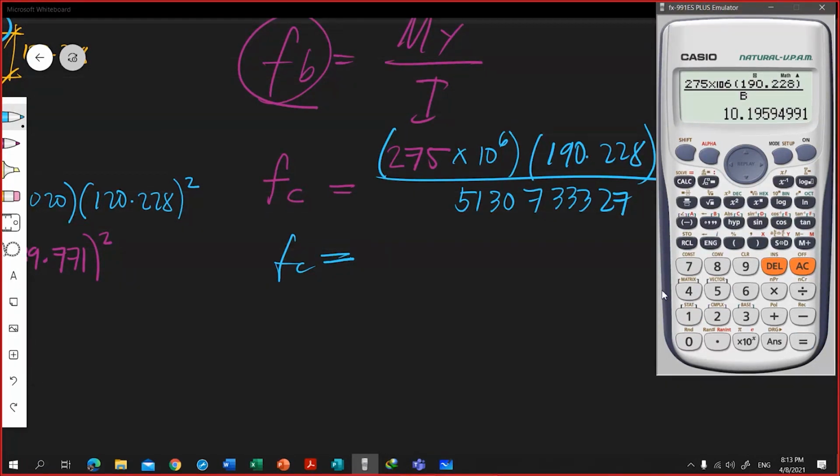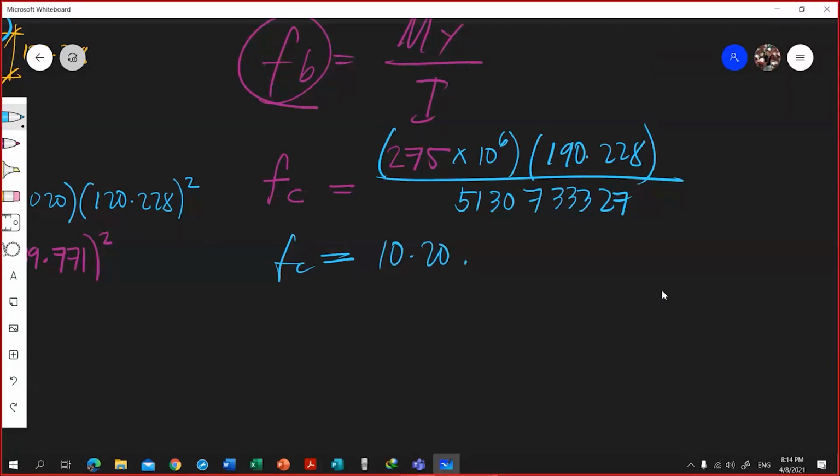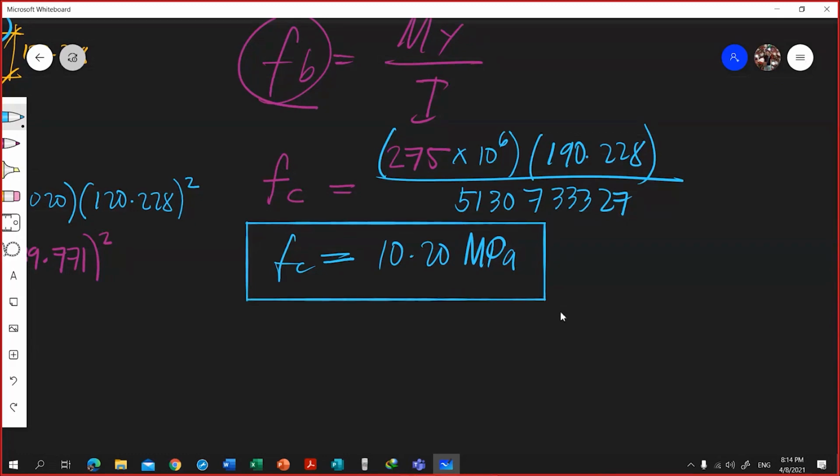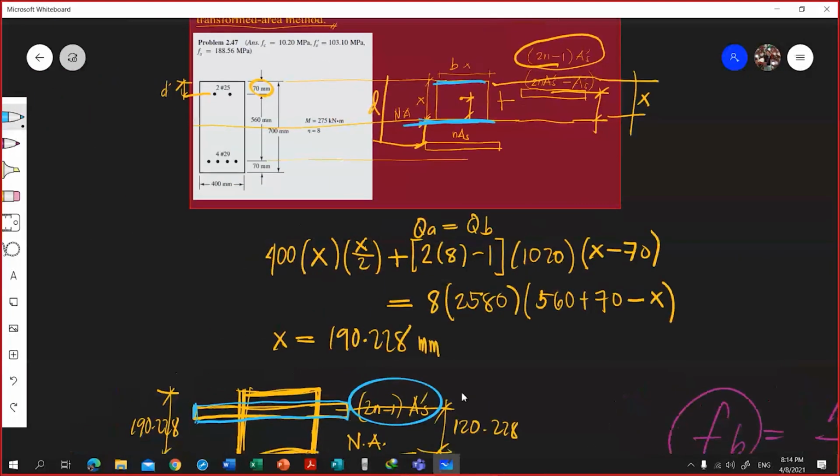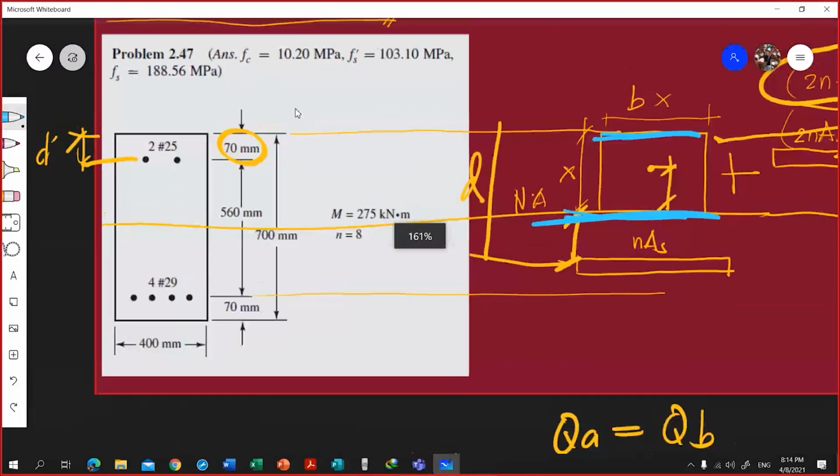10.20. Is that right? Yes, 10.20. This is in megapascal. That is 10.20 megapascal. And we are correct. Your Fc is 10.20 megapascal.